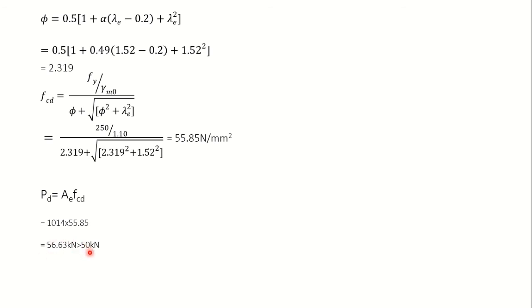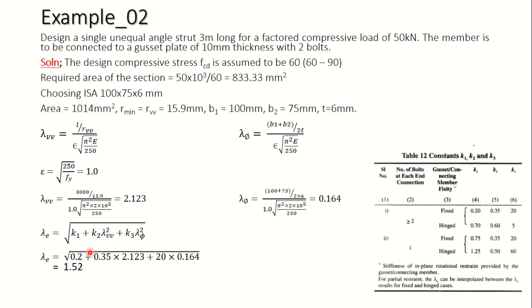50 kilonewton here. Okay, so if it is a case of angle struts, then you decide what will be the FCD. Assume an FCD value between 60 to 90. Then find out what area is required, because the load will be given to you. What is the load which is coming on the member? That is given to you. So that factored load divided by this assumed FCD will tell you the area that you have to select, or the section you have to select.